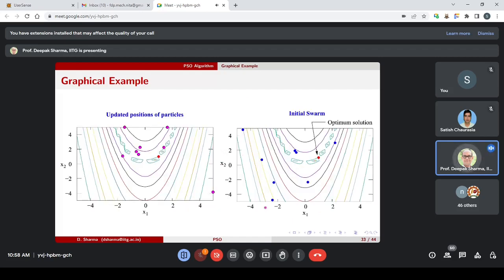Now what you can observe on the right hand side is the initial swarm, where the solutions were distributed randomly. After running the PSO for 1 and 2 iterations, these are the updated positions of the particles. Now if I look at them, these particles are trying to move towards the optimum, and in a few iterations we can expect the particles to converge to the minimum solution.